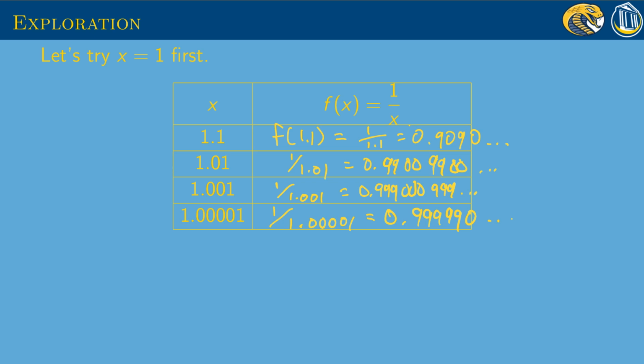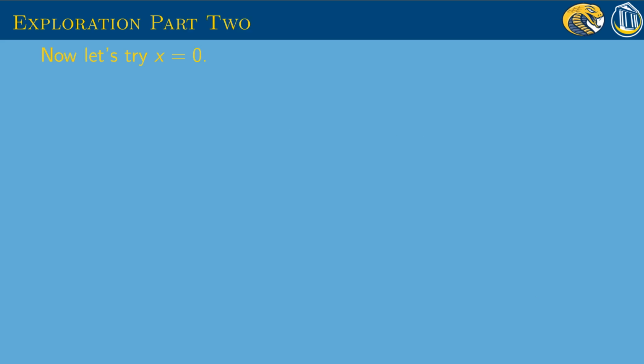What do we notice about this? Well, these numbers get closer and closer and closer to 1. So I don't think there's going to be a vertical asymptote at x equals 1.